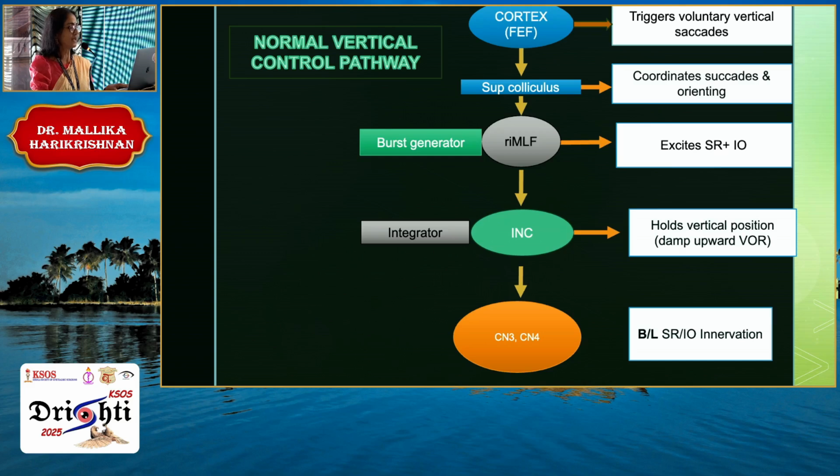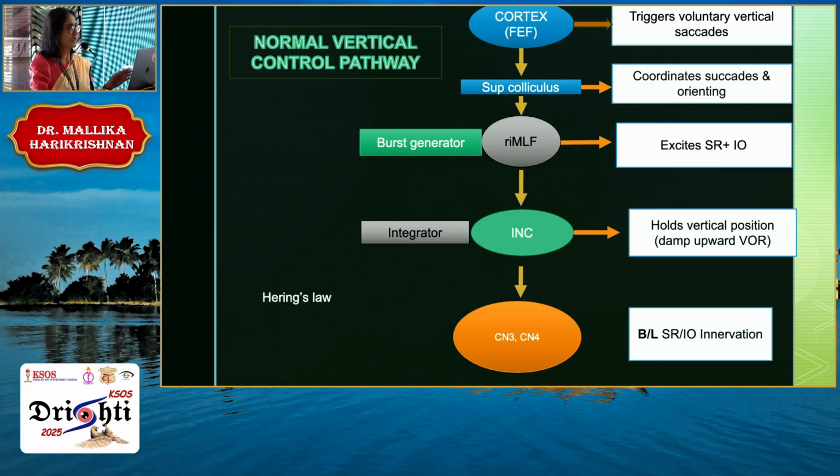which acts as the integrator and holds the vertical position that will damp the upward vestibular ocular reflex. So the eye remains stable. So then it goes to the third nerve and the fourth nerve, and there will be bilateral superior rectus and inferior oblique innervations.